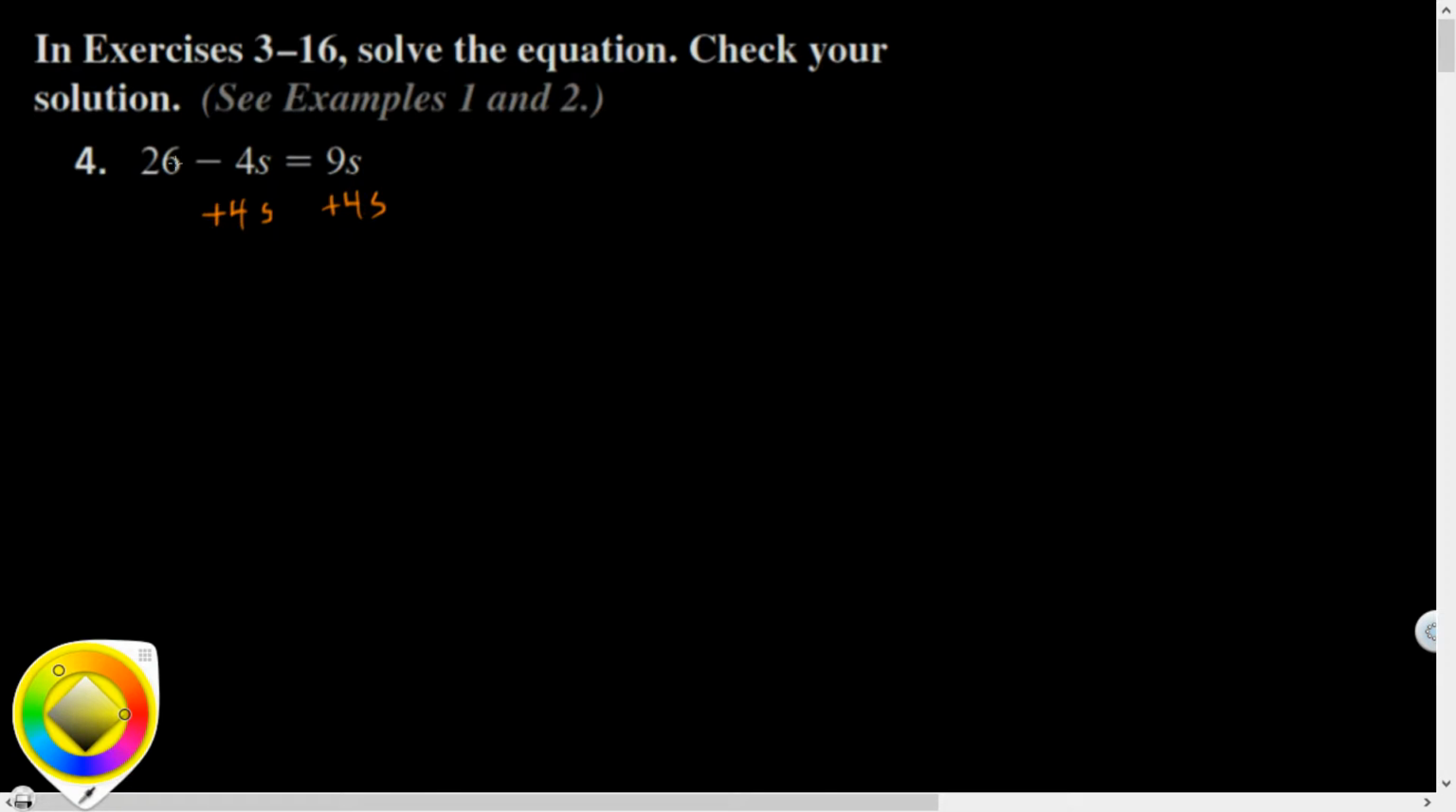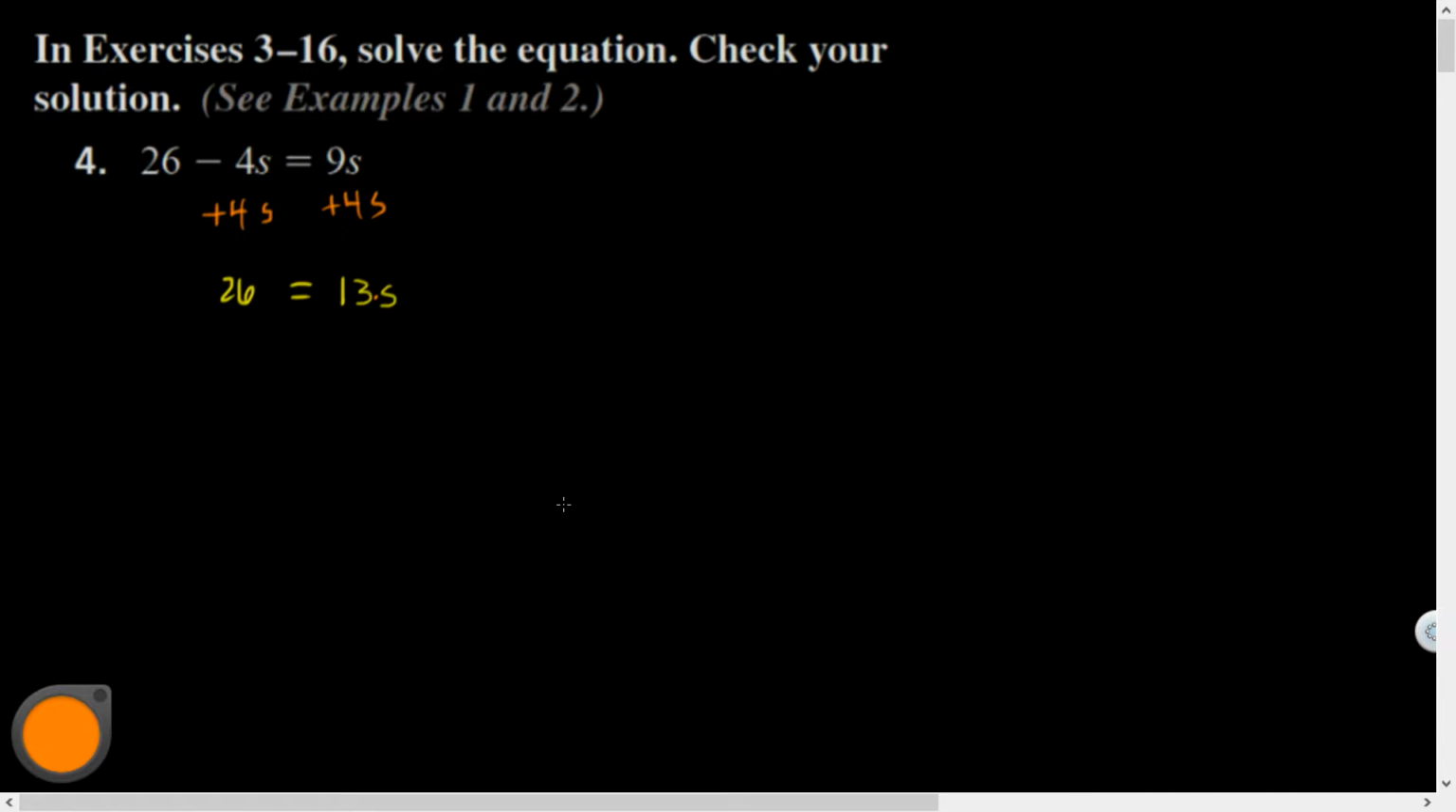So I'm going to end up having, so Cameron's writing this down, these 4 s's and -4 s's cancel out. I'll have 26 still over here. We've been writing our equal signs down in the middle, right? Keep them in a column. 9s plus 4s is 13 s's. And now that I've brought my variables together, I'm going to solve using inverse operations.